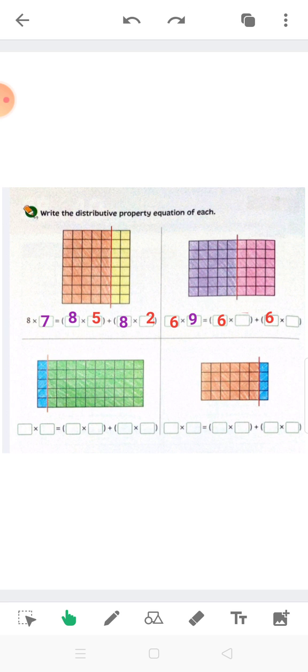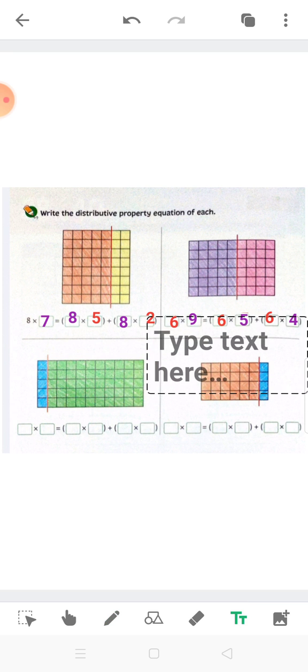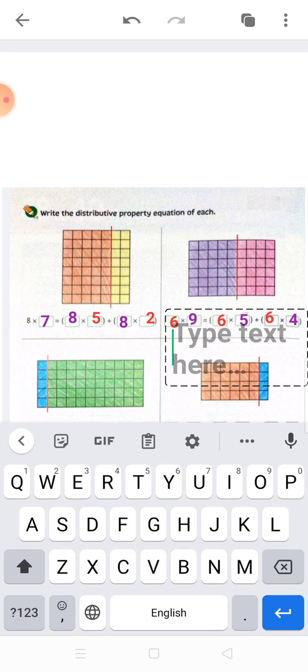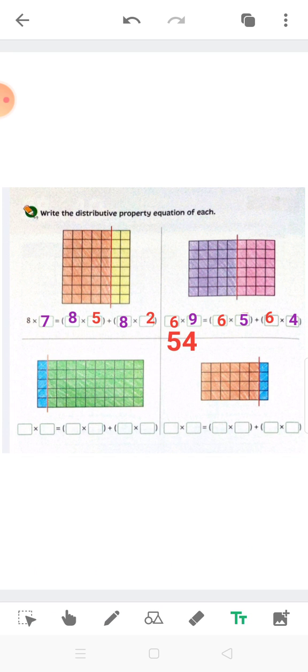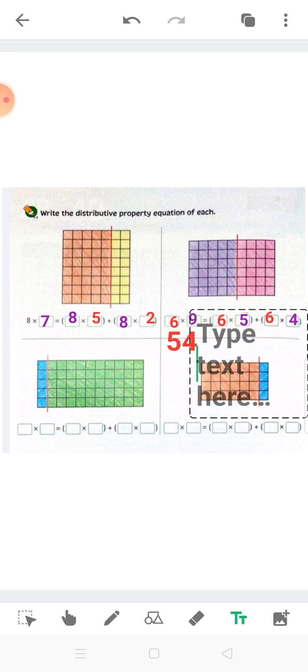I will break apart the columns, in the first part the purple one. How many? 1, 2, 3, 4, 5. I will write it. Then how many pink do we have? 1, 2, 3, 4. Okay. Who can tell me what it equals? 6 times 9 equals 54. Okay, let's write 54. You see?